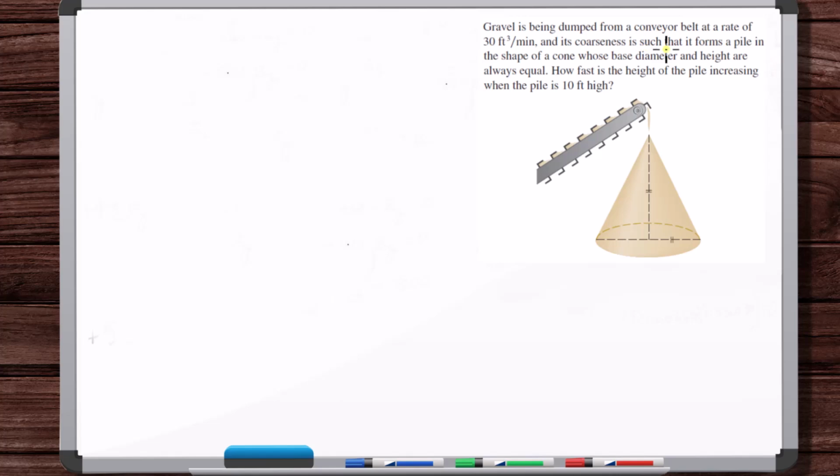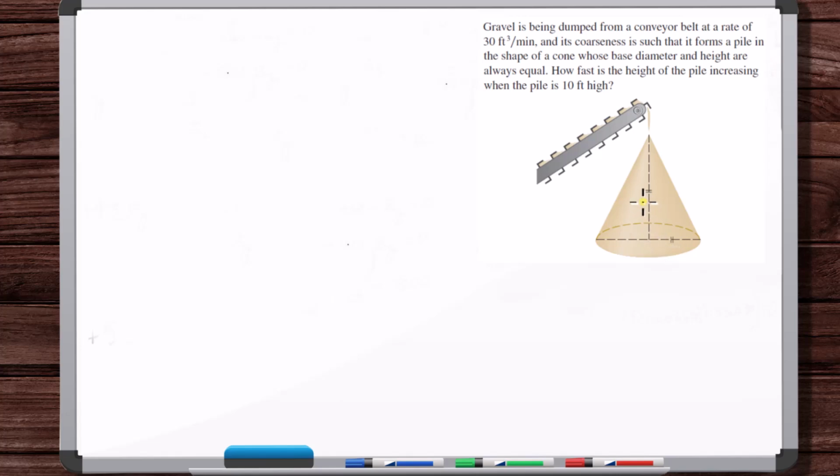Gravel is being dumped from a conveyor belt at a rate of 30 cubic feet per minute, and its coarseness is such that it forms a pile in the shape of a cone whose base diameter and height are always equal. How fast is the height of the pile increasing when the pile is 10 feet high? So what rate do we know here? We know that we're dumping 30 cubic feet per minute of gravel. So we know that the volume of this cone is increasing at a rate of 30 cubic feet per minute.